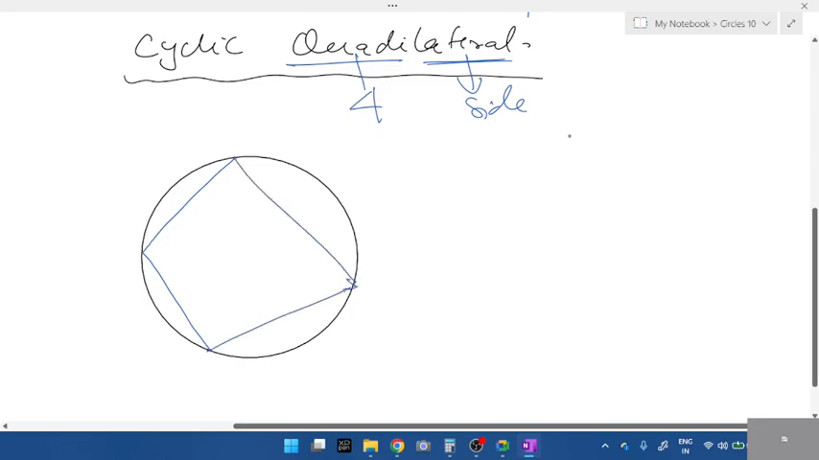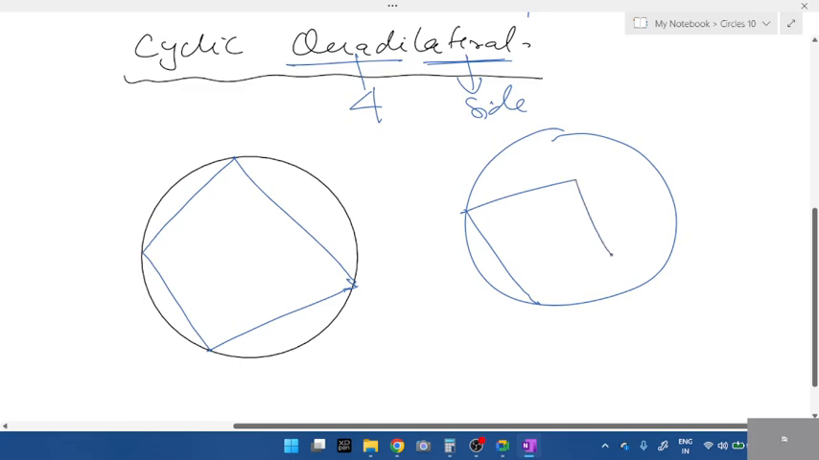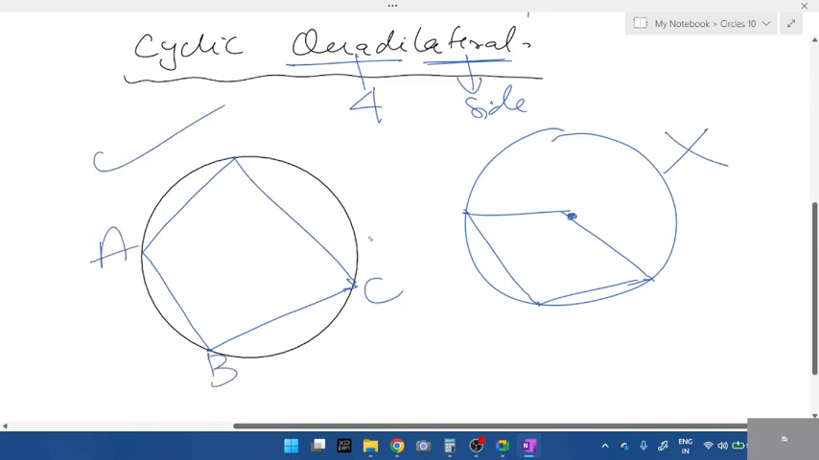See, this is cyclic. If it is like this, do we call this cyclic quadrilateral? No, all four sides are not touching. What about this one? No, it's not cyclic. Even if it touches the center like this, it's not a cyclic quadrilateral. Clear? So this is not cyclic. The first one is cyclic quadrilateral. I'll name this as A, B, C, and D.